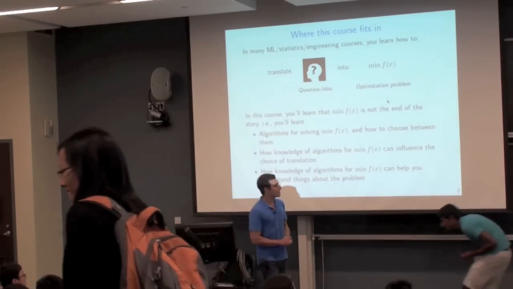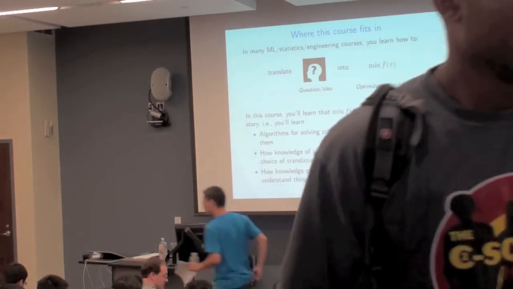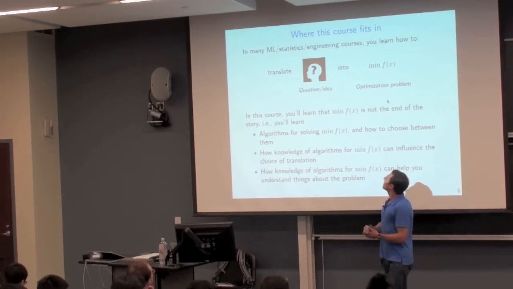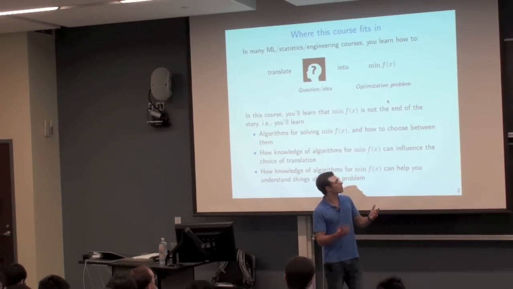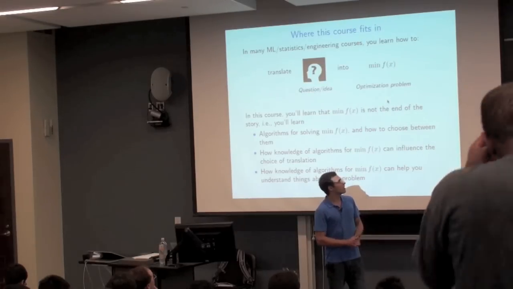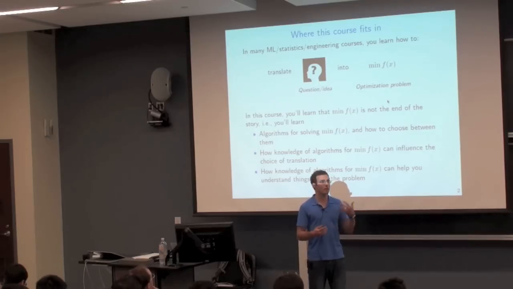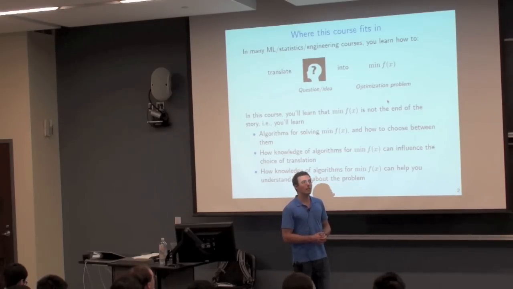Okay, so Jeff already said this in a couple ways. I guess I'll say it a little bit differently. So in many different machine learning or statistics courses, also other types of courses like engineering courses, you learn how to turn a question or an idea, either that you have or somebody else has, and it comes to you for help, into a problem, a mathematical problem. And in particular, you learn how to oftentimes turn it into a minimization problem.